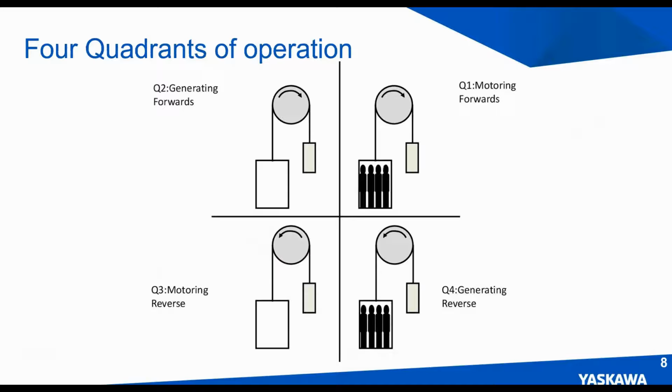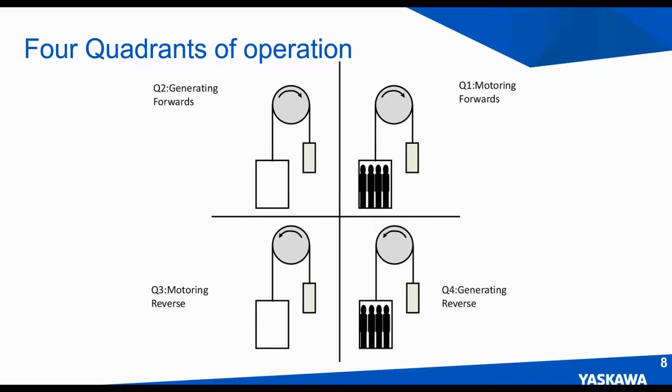Now there are actually 4 quadrants of operation. In any application, you can go forward and reverse. You may not want to, but you can. In each of these directions, the motor can be motoring or use power, or it can be in regen, it can generate power. You have your typical quadrant here.